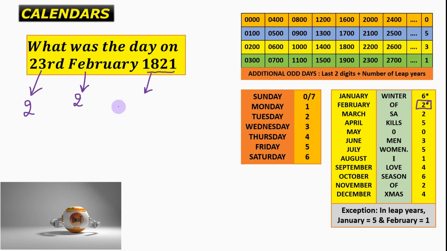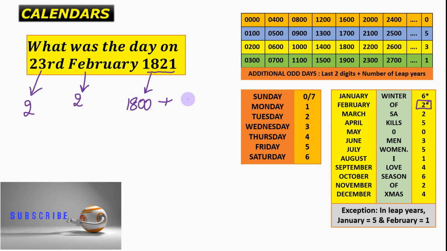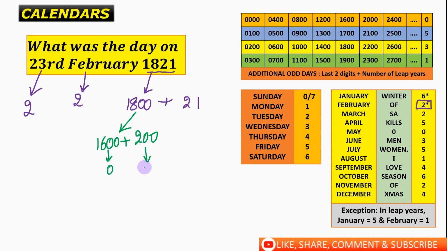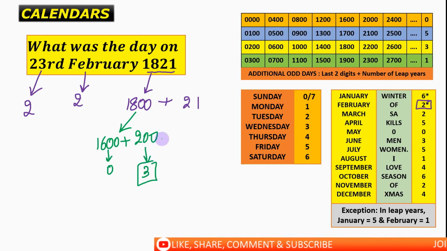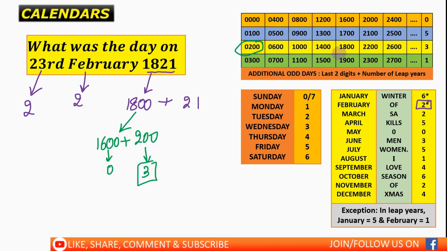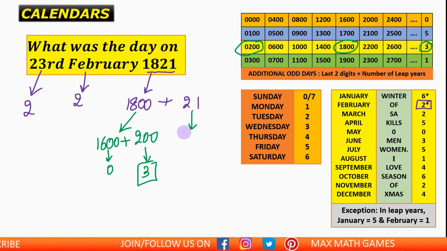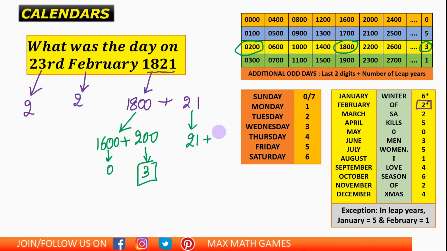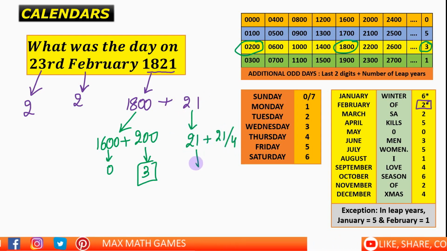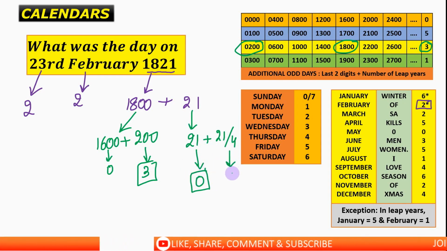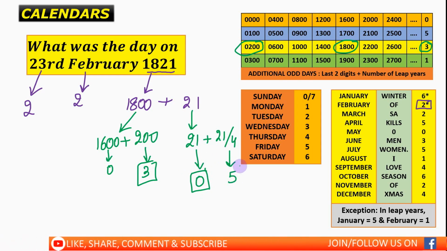For 1821 I can write it as 1800 plus 21. This 1800 can be written as 1600 plus 200. This 1600 will contain 0 number of odd days. 200, that is 2 centuries, contain 3 number of odd days. Okay, you can see over here 200 and this is 1800. So this will contain 3 number of odd days. Okay, and for 21 I can write it as 21 plus 21 divided by 4. Now 21 when divided by 7 will give us 0 number of odd days, and 21 by 4 is 5.25. So we will consider 5.